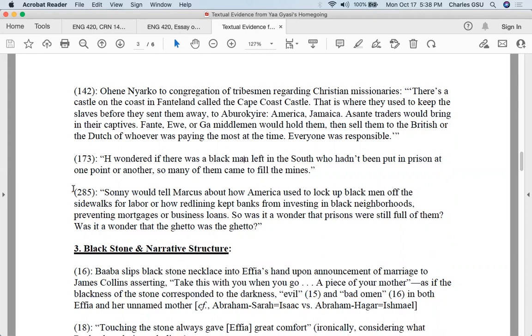And this is toward the end of the novel, when Sonny, who we learn is a heroin addict in Harlem, and Marcus, his son, the one who ends up having a better quality of life by going to Stanford and getting a PhD, the way that Sonny views the world, not unsurprisingly, is that it's still a world of oppression, right? And so it says here, Sonny would tell Marcus about how America used to lock up Black men off the sidewalks for labor, or how redlining kept banks from investing in Black neighborhoods, preventing mortgages or business loans. So was it a wonder that prisons were still full of them? Was it a wonder that the ghetto was the ghetto?